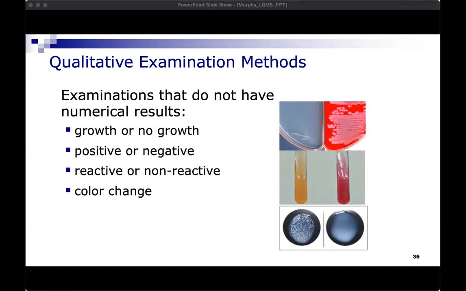Examples of qualitative examinations include microscopic examinations, again, if you're looking at the morphology of cells, serologic procedures for the absence or presence of antigens and antibodies, and many biologic procedures. So you see in the examples here, an agar plate, growth or no growth. That can be an example of qualitative examination methods, or a color change. That is a qualitative examination method.